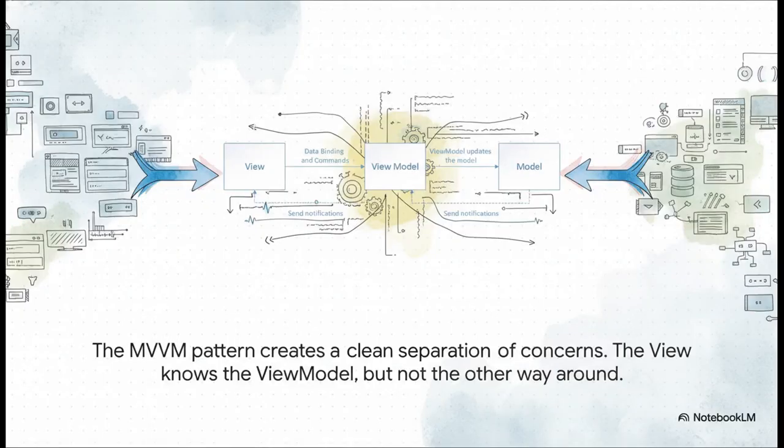What's so brilliant about this diagram are the arrows, and specifically the direction they're pointing. It shows this one-way flow of knowledge. The view knows about the view model, and the view model knows about the model. But, and this is the important part, the model has no idea the view model exists, and the view model knows absolutely nothing about the view. That right there, that's the secret sauce.